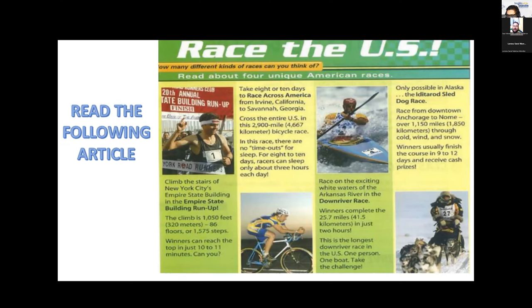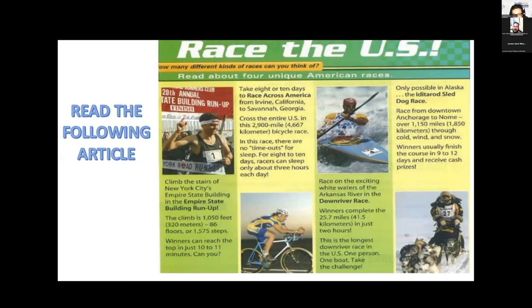Dice que solo es posible en Alaska. En este caso es una carrera de perros, ¿verdad? La carrera de trineo de perros es una carrera que está en la ciudad de Anchorage, que es parte de Alaska. Dice que está sobre 1,550 millas o 1,850 kilómetros a través del frío, el viento y la nieve. Fíjense en esa combinación: cold, wind, and snow. Winners usually finish the course in 9 to 12 days and receive a cash prize. Los ganadores usualmente terminan el curso de 9 a 12 días y reciben premios en efectivo, that is, cash.